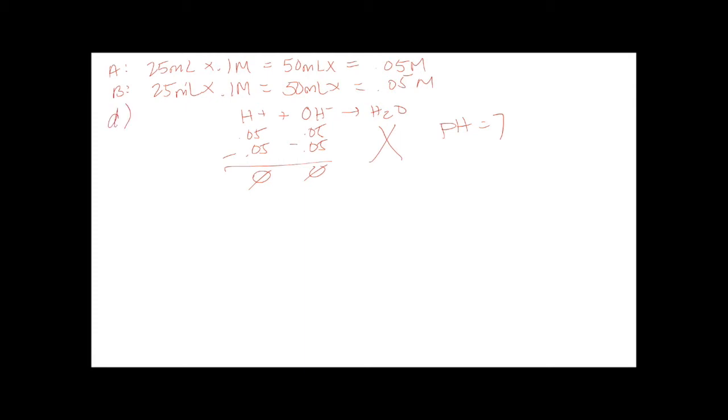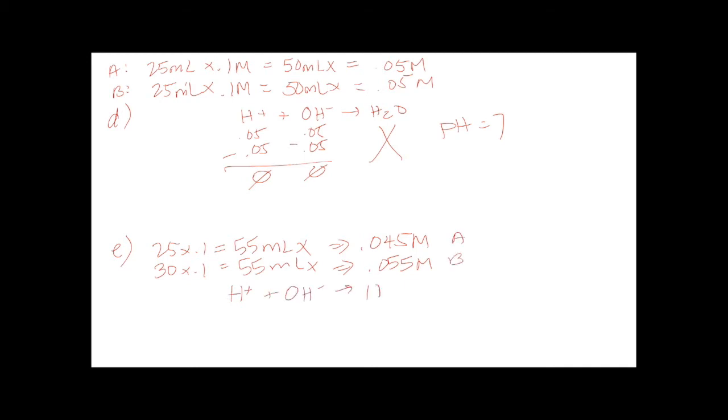So this was D. Let's do E. Again, 25 times 0.1, and now I add 30 mils of my NaOH, so 30 times 0.1, and the total volume is 55. So I make my table. This is acid and this is base. You see the pattern? You just keep doing the same thing.